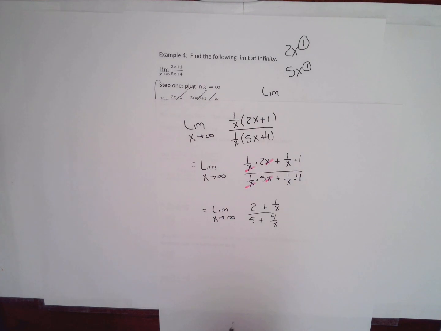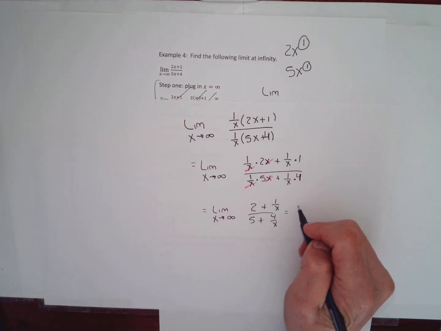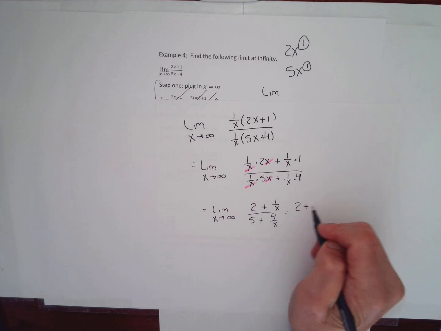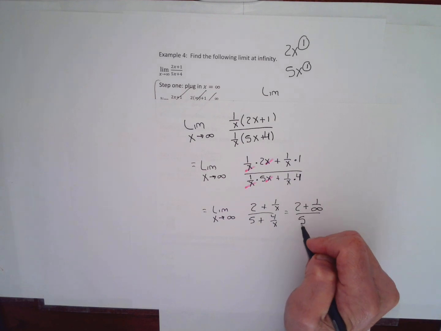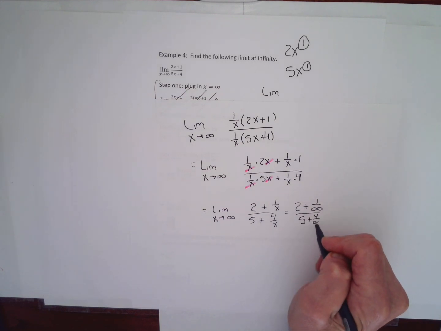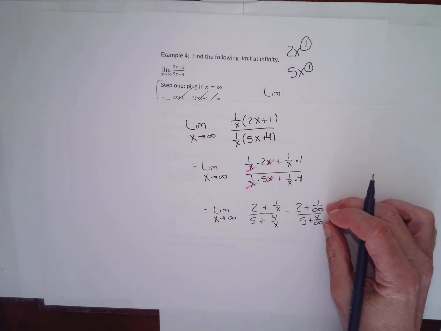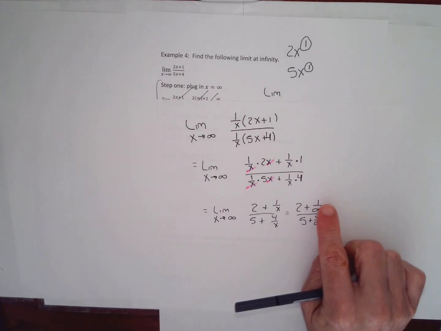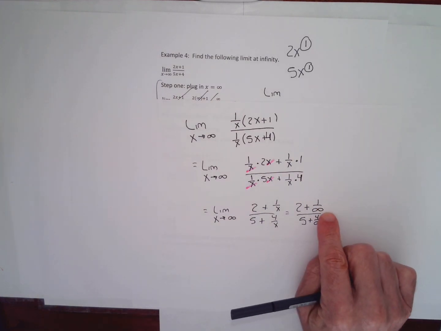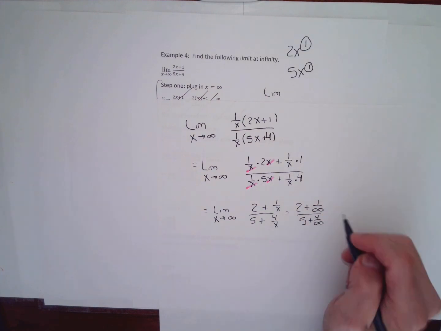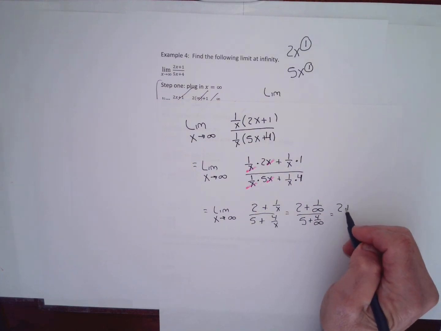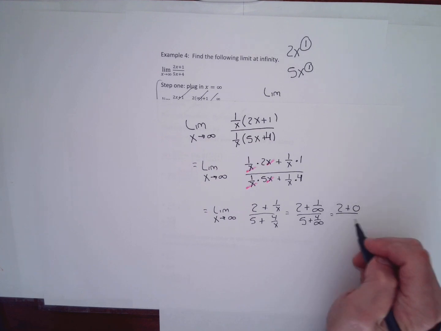So once I get every x buried in the denominator of a fraction, this is when I can plug infinity in and have it be productive. So I'm going to say this limit is 2 plus 1 over infinity divided by 5 plus 4 over infinity. Any fraction with an integer in the numerator and infinity in the denominator is equivalent to 0. This is like saying take the number 1 and divide it into infinitely many parts. Well, then each part is essentially size 0. So 1 over infinity we say is equivalent to 0.